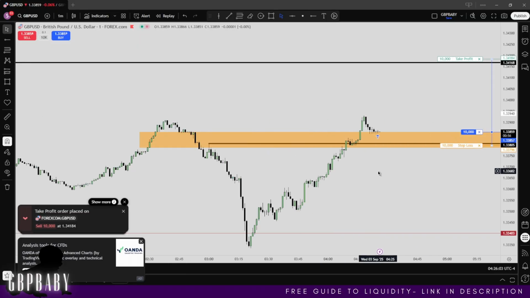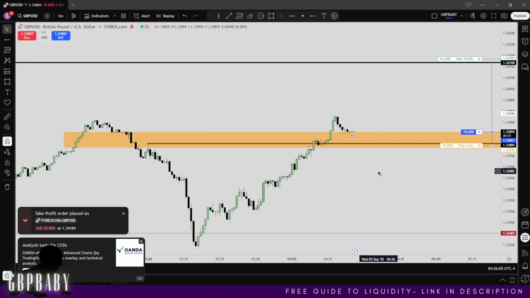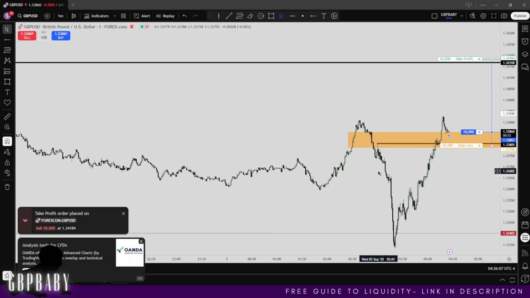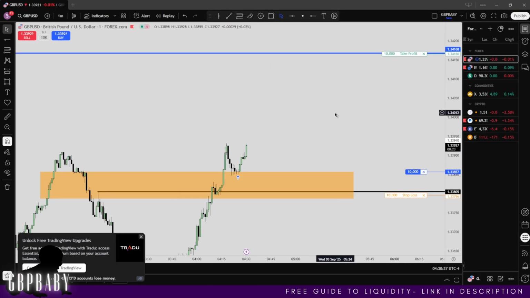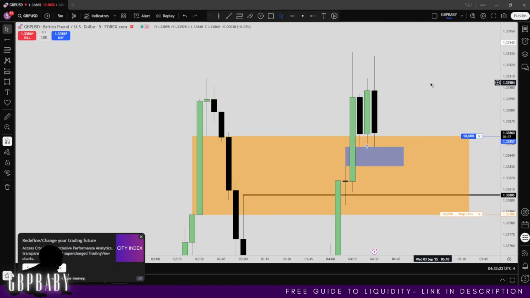So here we're on GBP USD. I went long during late London session after we had quite a whipping morning when we took out both sides of the Asian range. So I'm just showing you my entry right now. Here I entered 3 times in the discount.